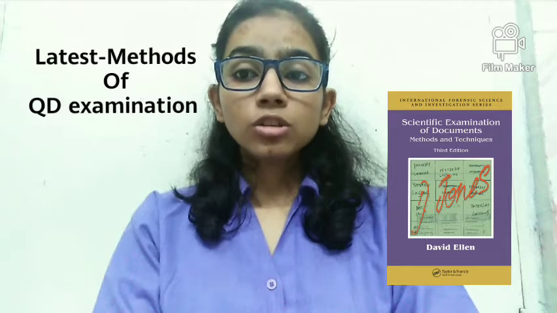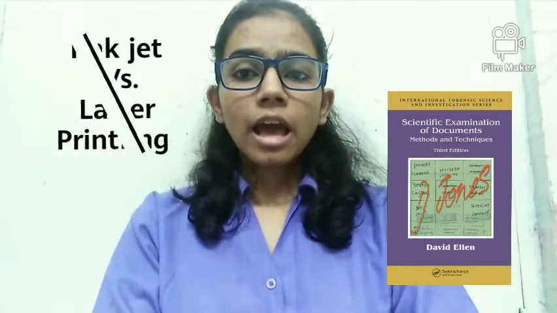It primarily focuses on the latest methods of document examination and comparison between inkjet and laser printing. It also briefly explains the improvements made to the video spectral comparator, VSC. Additionally, the book contains references and a literature review at the end of every chapter. For purchasing the book, it costs around Rs 7,115 and is also available for downloading and reading online.